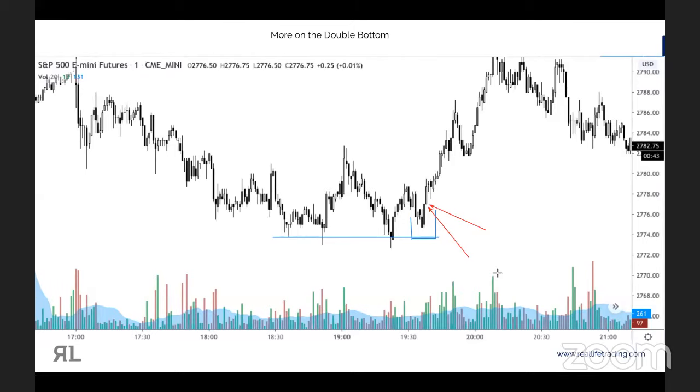I mean, look at that double. Look at this inside candle doji. It is yelling at you. It's a tree. It's incredible.